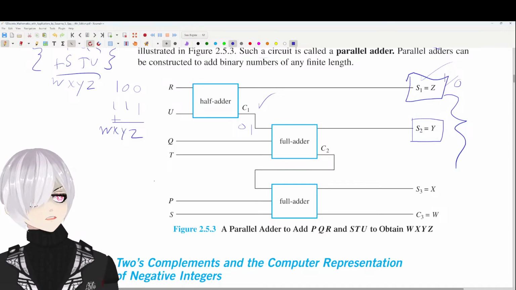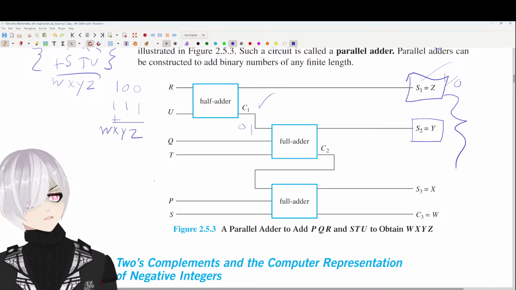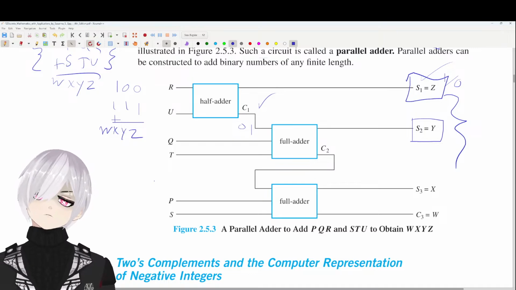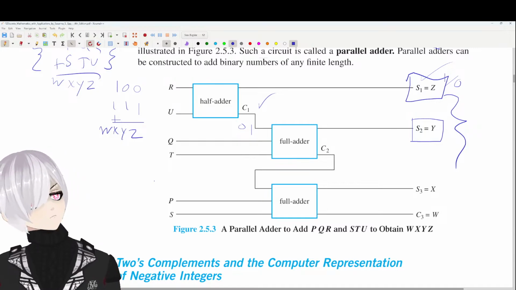So we did the full adder with C1, Q, and T, and then we got C2, S2. S2 is our next digit of the full answer. If C2 is 0, we don't need to worry about it. If it's a 1, then we carry a 1. So we're going to have C2 plus P plus S, because if C2 is a 1, we're carrying it. If C2 is a 0, we're just doing P plus S, which equals 0 plus P plus S. So we do that, and then we end up with C3 S3.